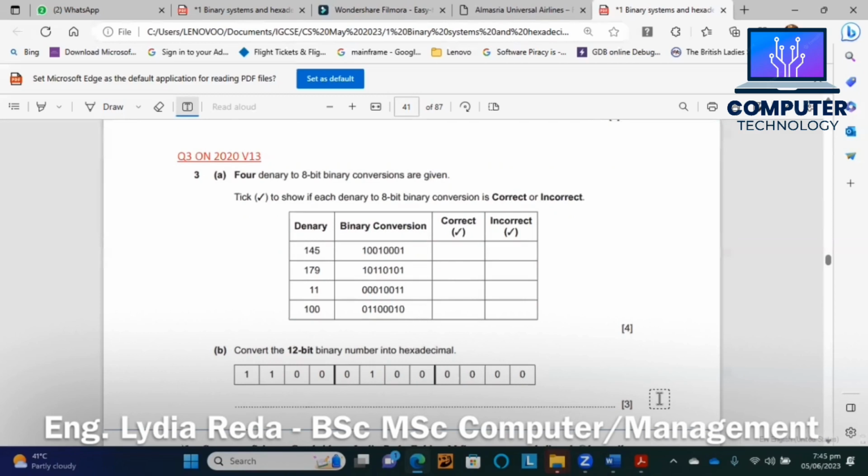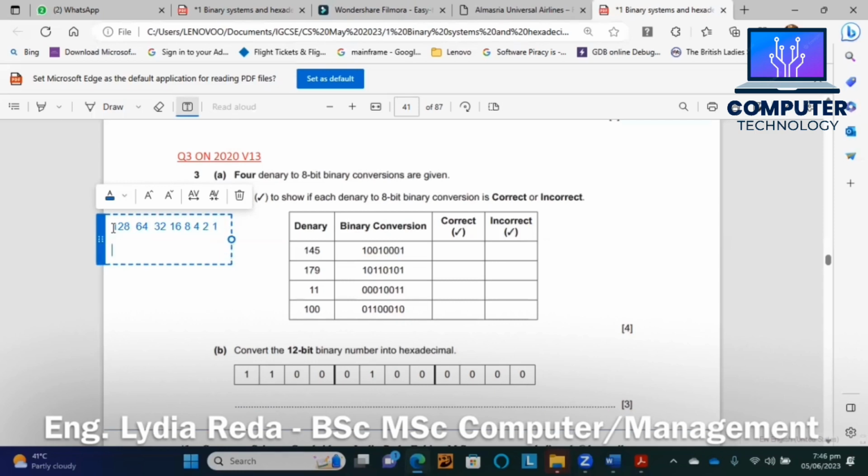This is a very interesting one. You can start with the binary and convert it to denary, or start with the denary and convert it to binary. Okay, I still have my famous arrangement. I don't want you to ever forget that those are 2 to the power 0, 2 to the power 1, 2 to the power 2, until 2 to the power 7. And these are 8 bits, which are 1 byte. Don't forget this.